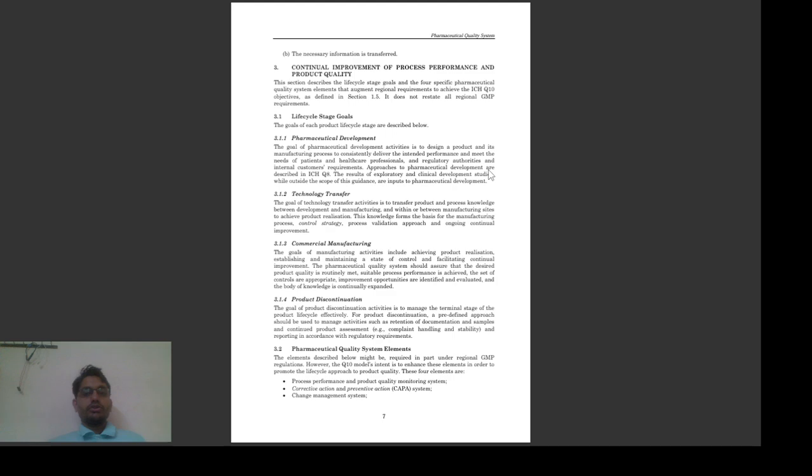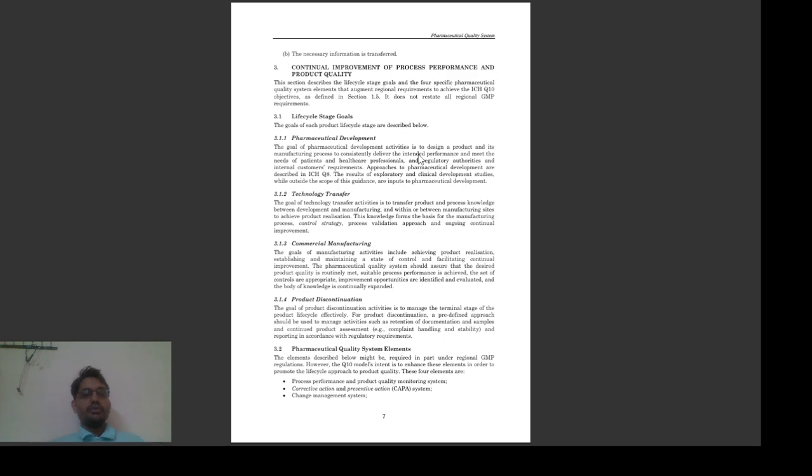Approaches to pharmaceutical development are described in ICH Q8. The results of exploratory clinical development studies, while outside the scope of the guideline, are inputs to pharmaceutical development. That is, the pharmaceutical life cycle applies to pharmaceutical development, but clinical development studies are not included.